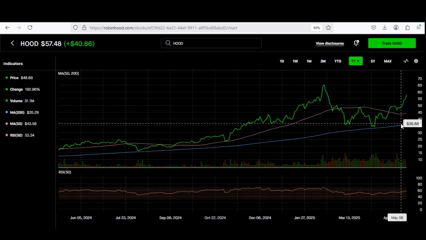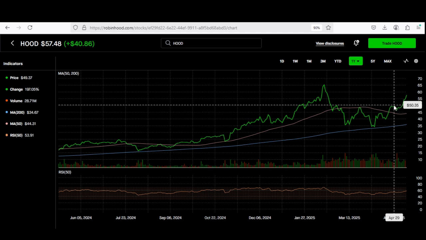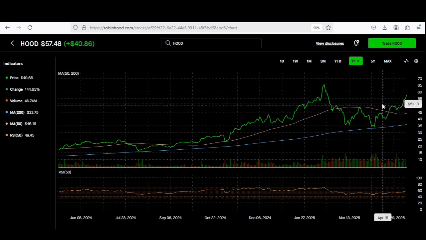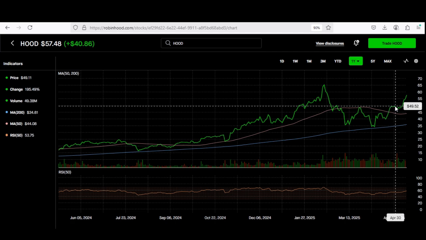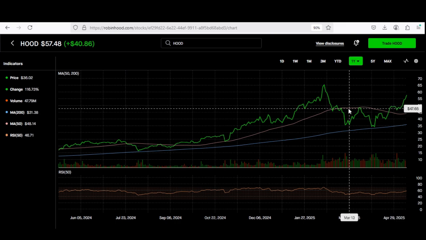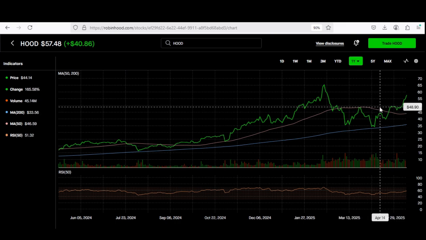Now, before we get into the strategy, I want to call your attention to this line right here. This line shows a very strong level of support, and that strong level of support gives us the $50 price. As you can see, Robinhood has hit this several times. So remember that that's the $50 price. We're going to get more into that as we go.